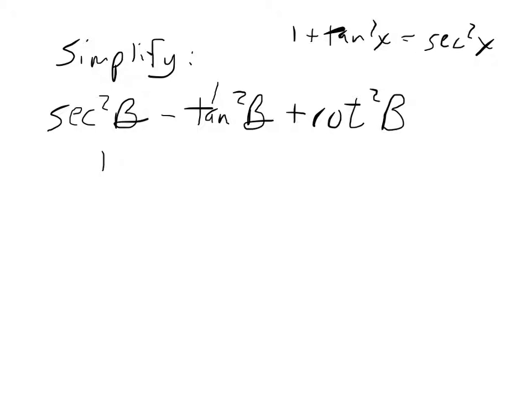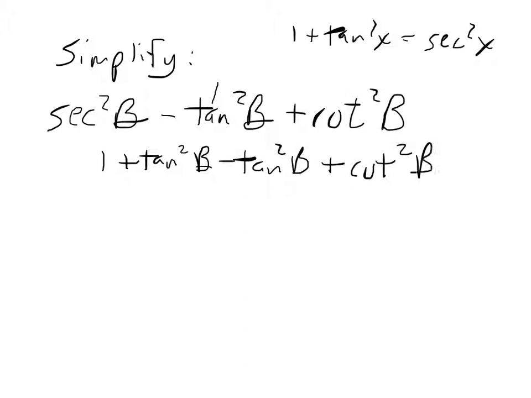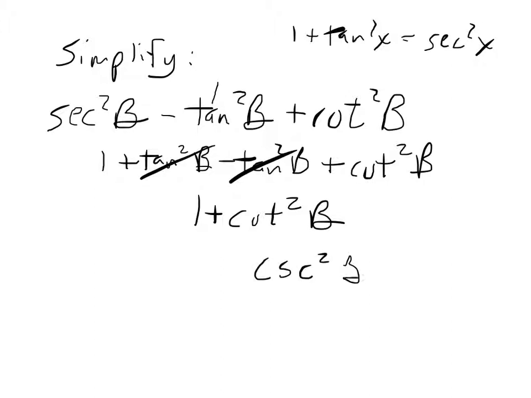So secant squared is 1 plus tan squared, so 1 plus tan squared beta minus tan squared beta plus cotan squared beta. I will have the tan squareds disappear. I'm at 1 plus cotan squared beta. And I remember one of my other Pythagorean relationships, that 1 plus cotan squared beta equals cosecant squared, so I'm looking at cosecant squared beta as my simplified answer.